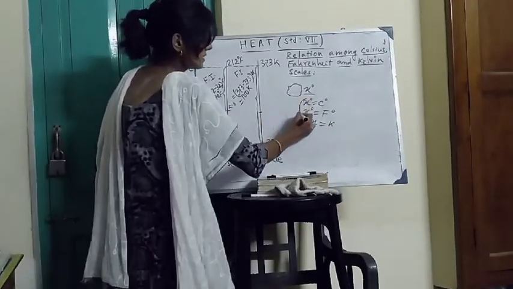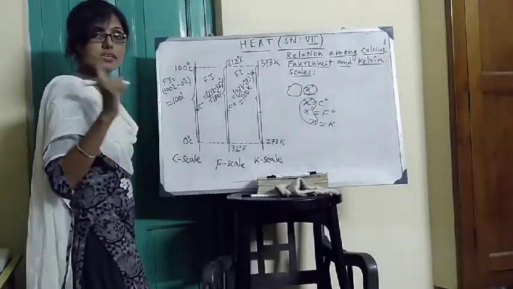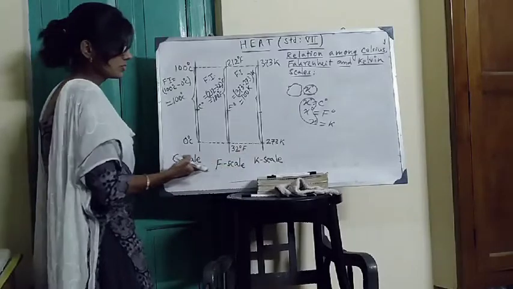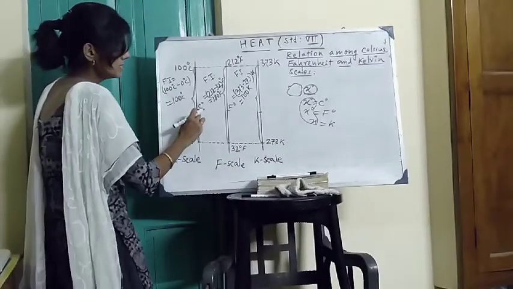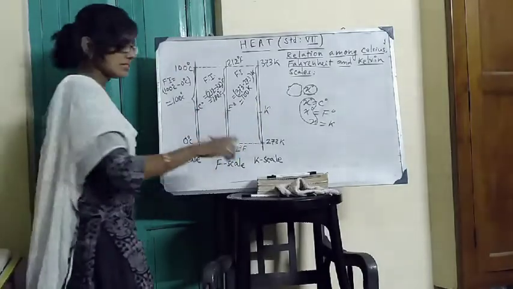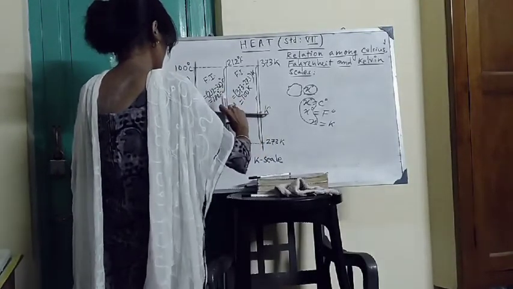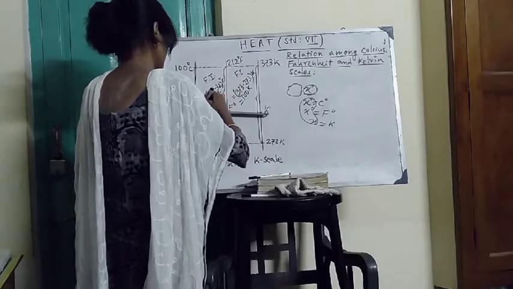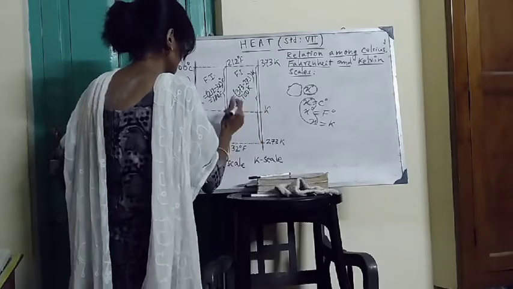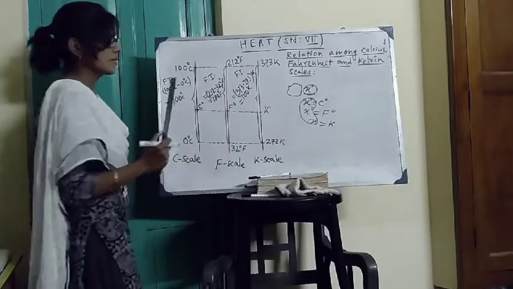Here x is same, temperature of the body is same, only the numerical values are different depending on the three types of temperature scales. So C degree, F degree and K, these 3 points will lie on the same horizontal line like this. C, F and K, these 3 temperatures are same.